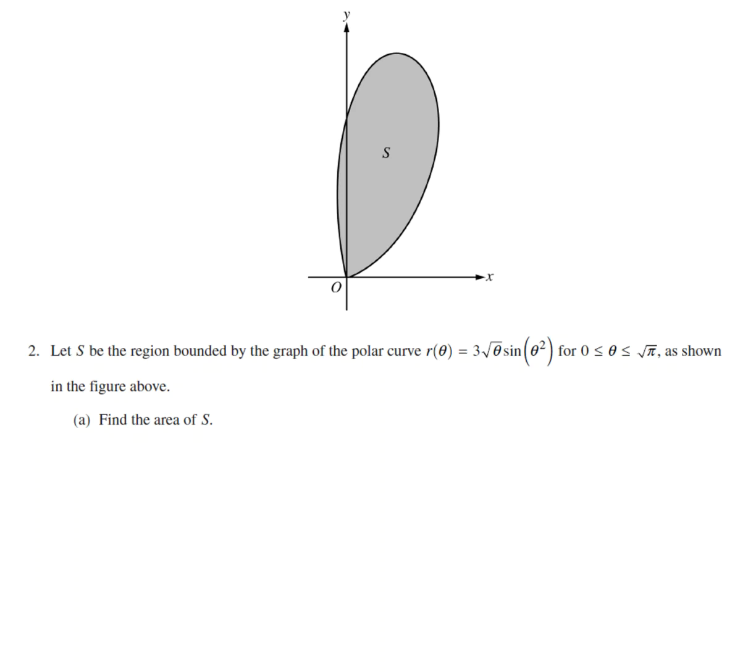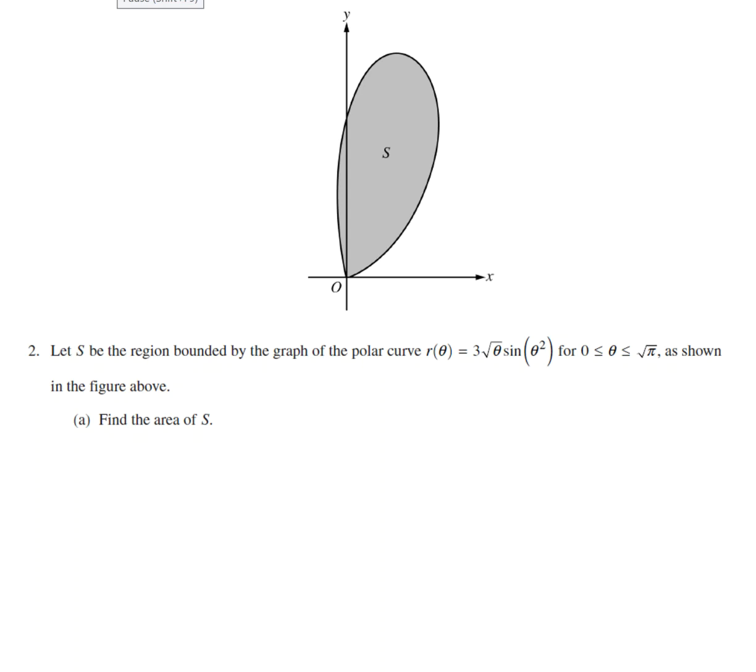Hey friends, today we're going to look into this free response question from the 2019 AP Calculus BC free response section. It gives us a curve named S, a region bounded by the graph of the polar curve r of theta. We're trying to find the area of the shaded region S.